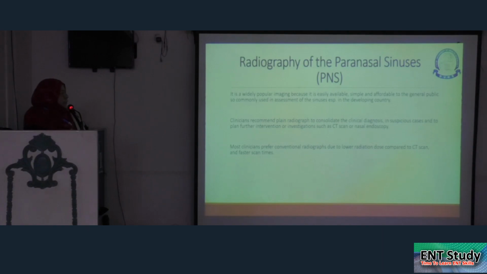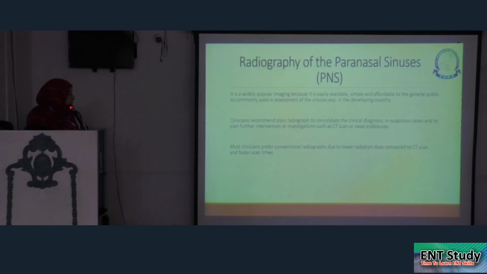The radiography of the paranasal sinus is a widely popular imaging because it is easily available, simple and affordable to the general population. Commonly used in assessment of the sinus, especially in the developing countries. The clinician recommends plain radiography to consolidate the clinical diagnosis in suspicious cases and to plan further intervention or investigation such as a CT scan or a nasal endoscopy.